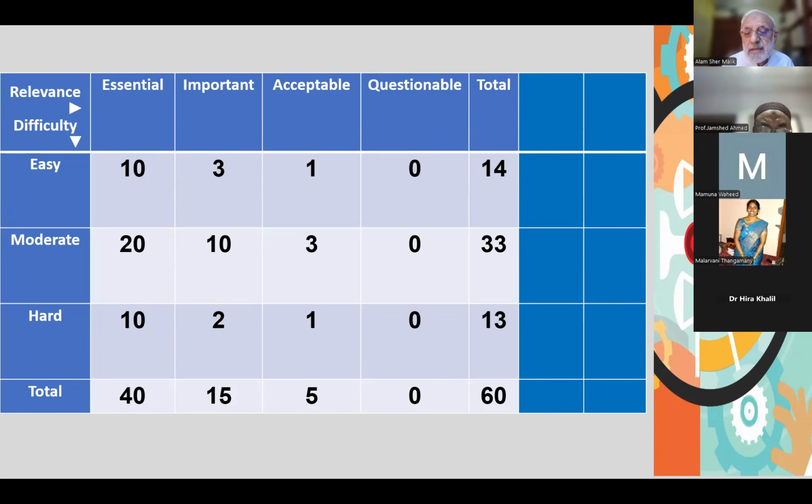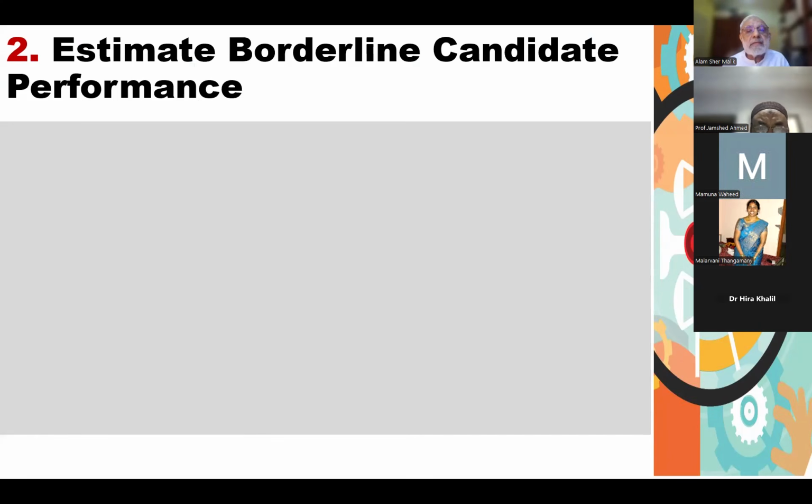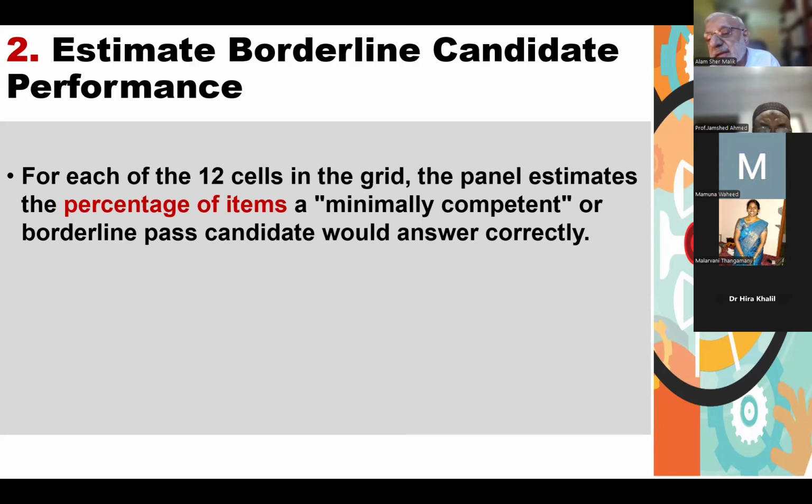Now that is the first step, that we have these 60 MCQs and we have categorized those 60 MCQs in this table, which we sometimes call the ABLE grid. Then the next step is to estimate the borderline candidate performance. That means for each question which we have put in that table, for each of the 12 cells in the grid, the panel estimates the percentage of items a minimally competent or borderline pass candidate would answer.